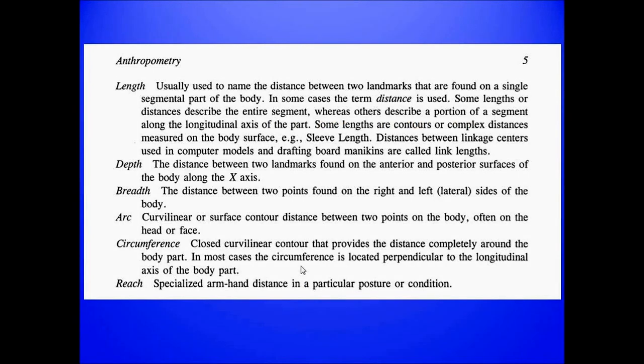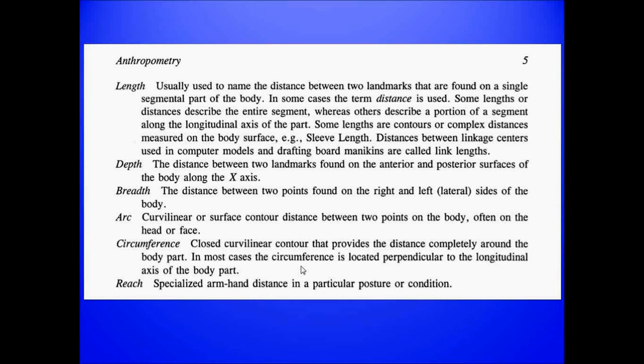First, it's important to understand that it's not just length and width. There are several ways in which the body can be measured. Length is obviously used to name a distance between two landmarks, so we're not just talking about overall stature. When we measure somebody, we can measure their length, for example, from the bottom of their foot to their knee, from the knee to the hip, and so on.